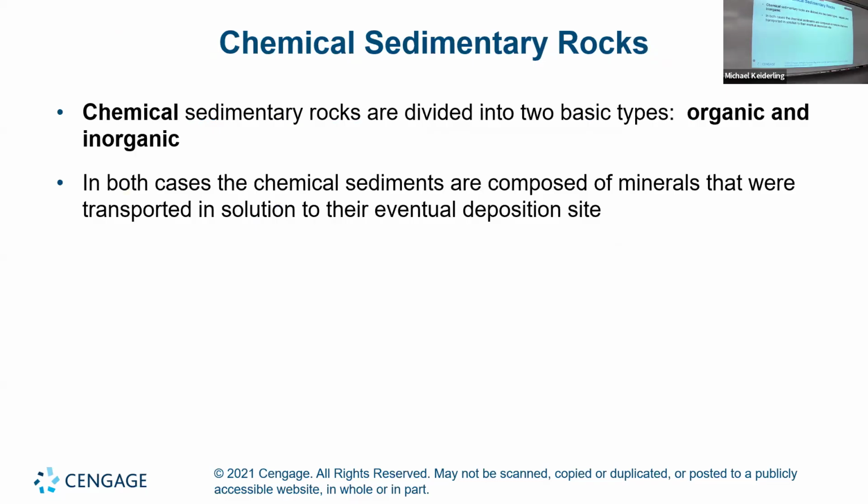So chemical sedimentary rocks are divided into two basic types. Either that mineral gets precipitated out of solution by living things, or no living things are involved. Those are organic and inorganic. In both cases, the chemical sediments are composed of minerals that were transported in solution to their eventual deposition site. Then either they're consumed by living things and turned into hard parts of those living things' bodies. That's something we as humans do. That's how we make our bones.